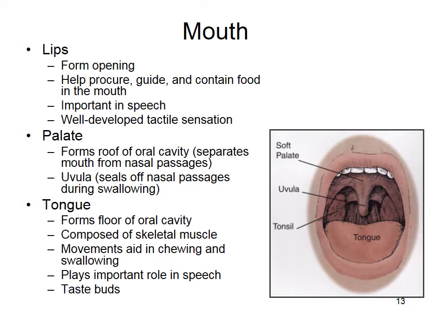The tongue forms the floor of the oral cavity. It's made up of skeletal muscle, so you can consciously control it. Its movements aid in chewing and swallowing, plays a really important role in speech, and it also has a sensory role. That's where your taste buds are, to help detect what you've just put in your mouth. Although what has a larger ability to detect what you've just put in your mouth? Your tongue or your nasal cavity? Your nasal cavity. True, your eyes. Your eyes help detect too.